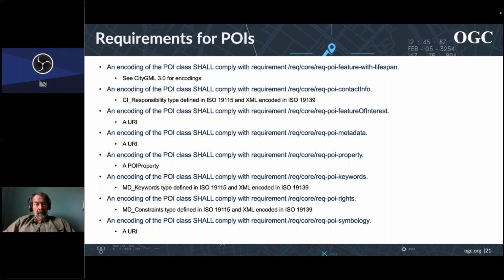So we have a requirement that it has to have a feature of interest. It's a URI, that's easy to do in JSON. Metadata, URI, easy to do in JSON. POI property, we talked about POI property, I think, in the next slide. We have keywords. Once again, we converted the XML encoding in 19139. Rights, we converted the encoding in 19139, and symbology is a URI. So this is the approach we took to taking the conceptual model and instantiating it as a GeoJSON schema.